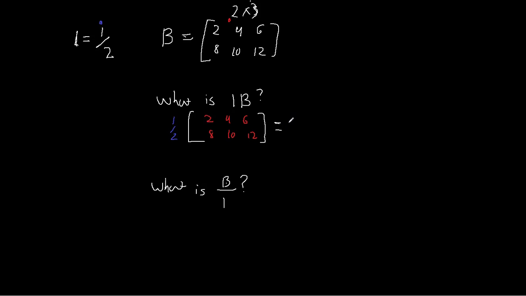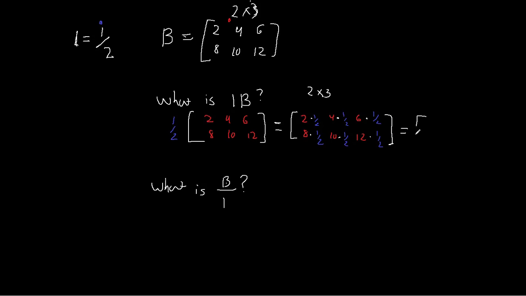Just like before, what does this equal? We're not changing our dimensions. This is going to be a 2 by 3 matrix just like before. So we're going to pull our values in: 2, 4, 6, 8, 10, 12. We're doing multiplication, so we're going to multiply everything by our scalar: 1/2, 1/2, 1/2, 1/2, 1/2, and 1/2.